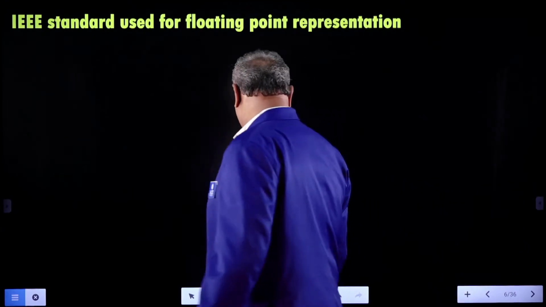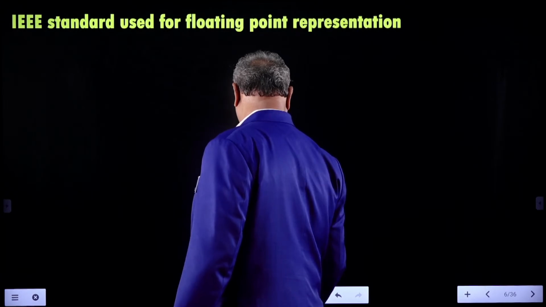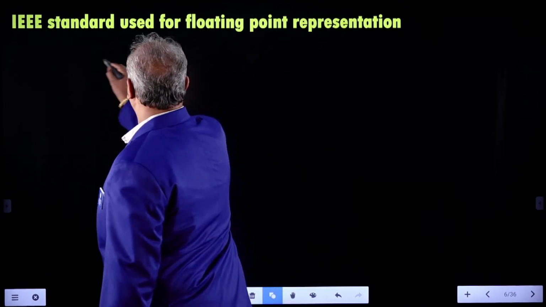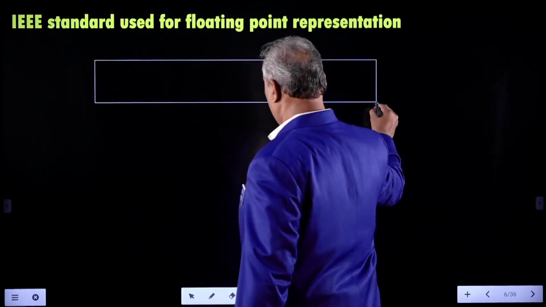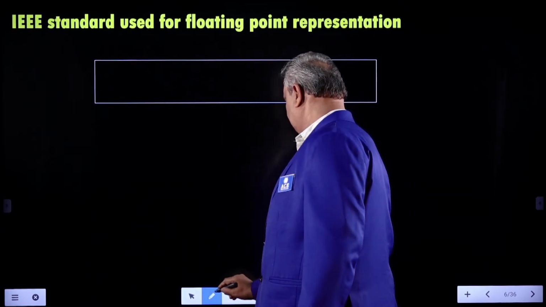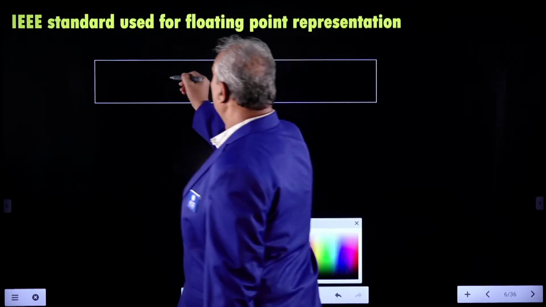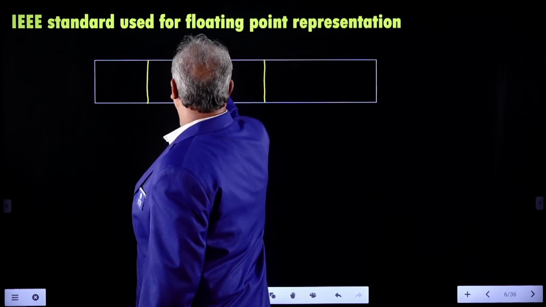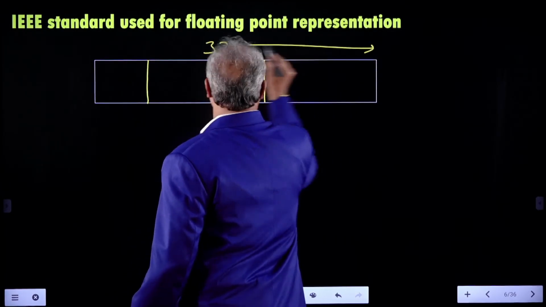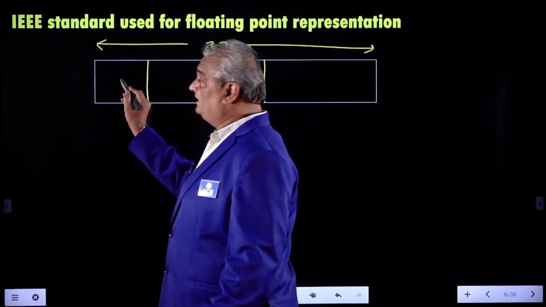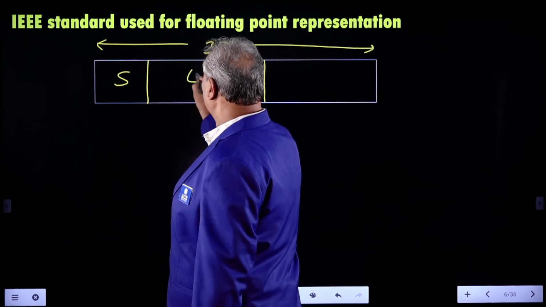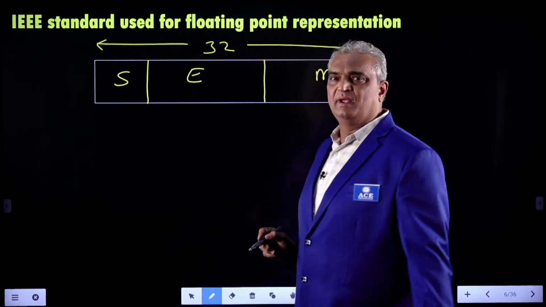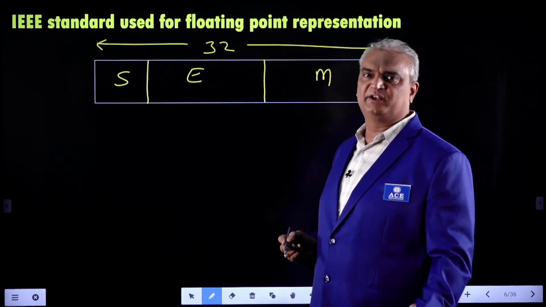For this, simply look here. Now, it is divided into 3 fields. Total size is 32-bit. In this, the MSB is the sign bit, then E, the biased exponent, then M, the mantissa. Mantissa is represented in signed magnitude form.